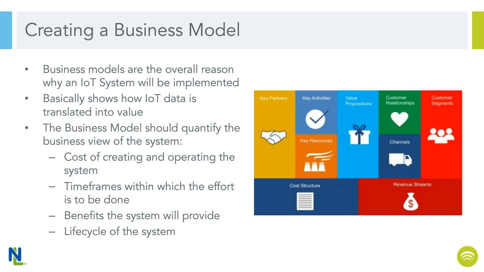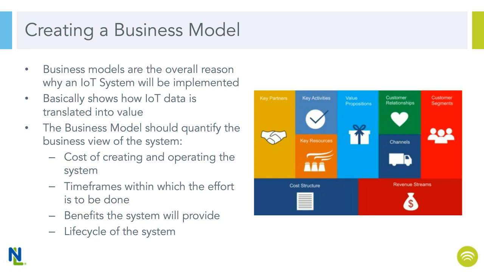One of the failures of many business plans is that they assume that once they deploy a system, it's going to stay that way forever. And those of you who have deployed cellular systems, for example, and gone through a 2G sunset and a 3G sunset, know that this is not the case. So a good business plan will include the life cycle of the system. But really what you're doing with an IoT system business plan is showing how you're translating data into value. And that has to be very, very clear.